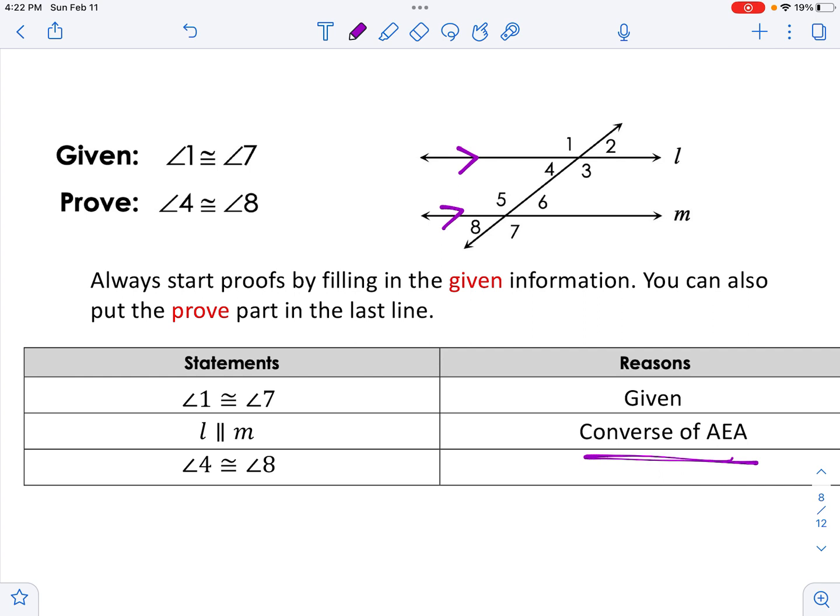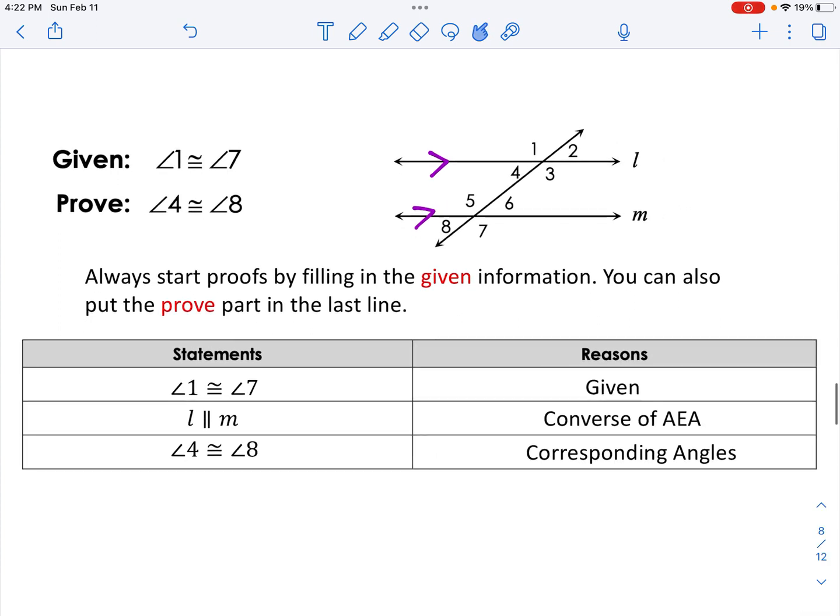Whoops, wrong utility there. There we go, by corresponding angles. And we've just completed our first proof. This is a relatively short one, but this is really what you're doing, using the logic and the properties that we know, and just taking each one step by step. Okay, let's try another one. We'll do 2 more.